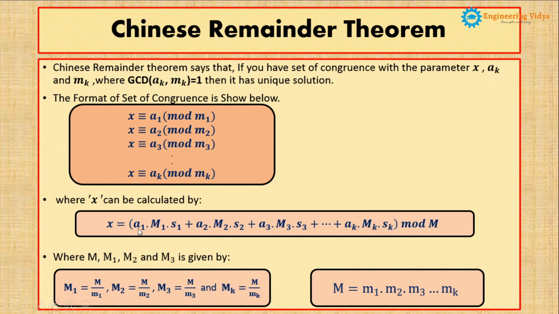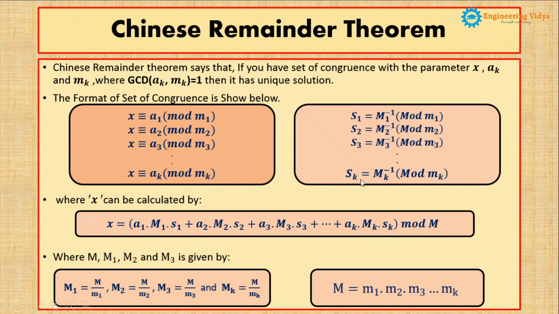So now we have calculated a1, and we have calculated M1. Now see the calculation of S1, S2, and S3 up to Sk. S1 can be calculated with the help of the formula: S1 is equal to capital M1, which has been calculated over here, inverse mod small m1, where we get the value of small m1 from the comparison with the set of congruences. The similar case can be applied for S2, S3, and Sk. So this is all about the Chinese remainder theorem.